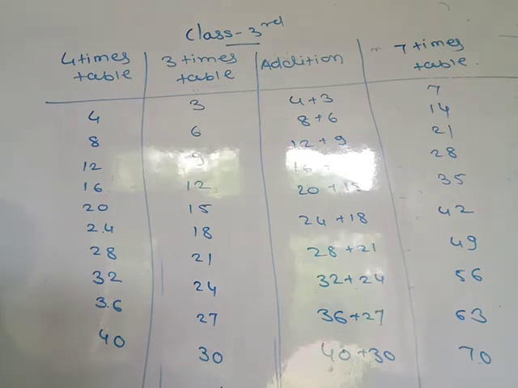8 table. Then in homework all of you complete this. Firstly write the 5 times table, 3 times table, then you do addition of these two tables, then you will get here this 8 times table. Then in homework all of you complete. Okay.